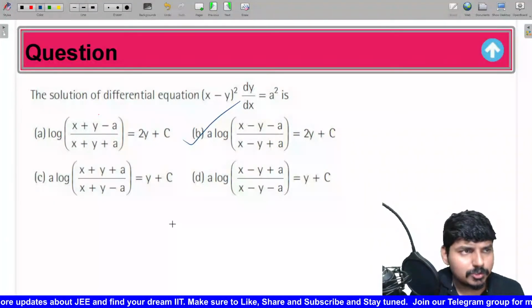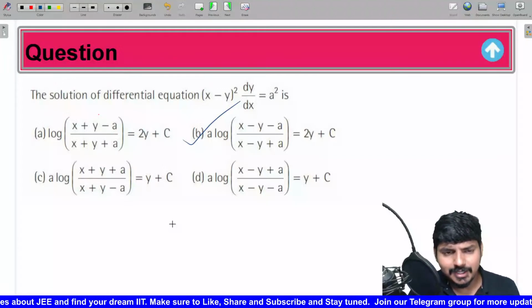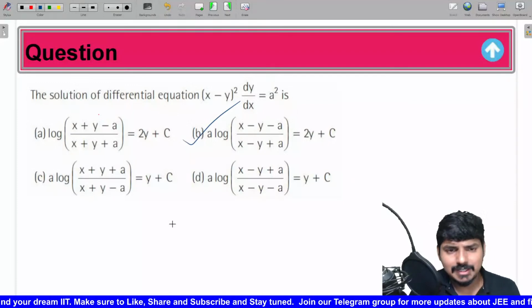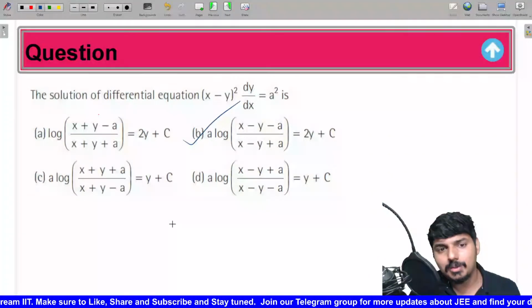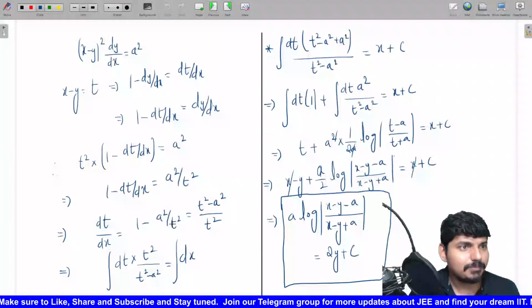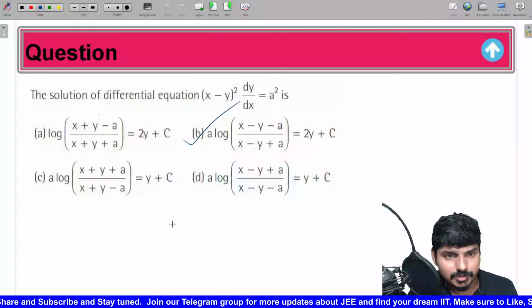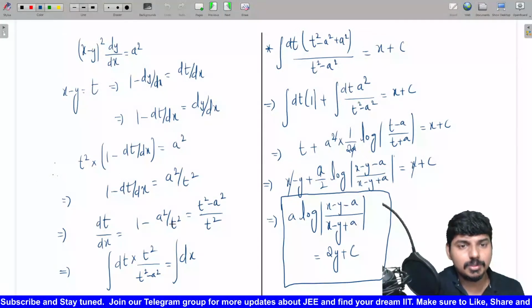So any of you got the option B as a solution? Any one of you got the same answer, option B? If you're getting option B as an answer, guys, let me tell you, you have done it perfectly. So option B is going to be the right answer in this particular question. Okay, so this is how you have to do the question, everyone.